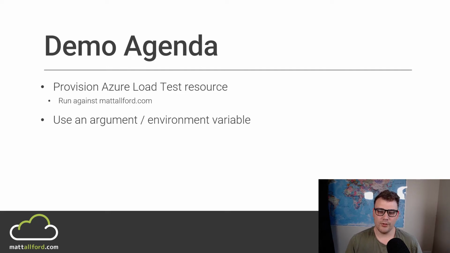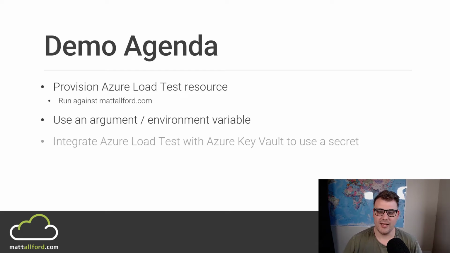From there, we will use an argument or environment variable. So first of all, in that first test in the JMeter script, I will hardcode mattalford.com as the endpoint, and then we'll modify that to use an environment variable so that instead of hardcoding it into the JMeter script, we can pass that through at runtime when we run the test.